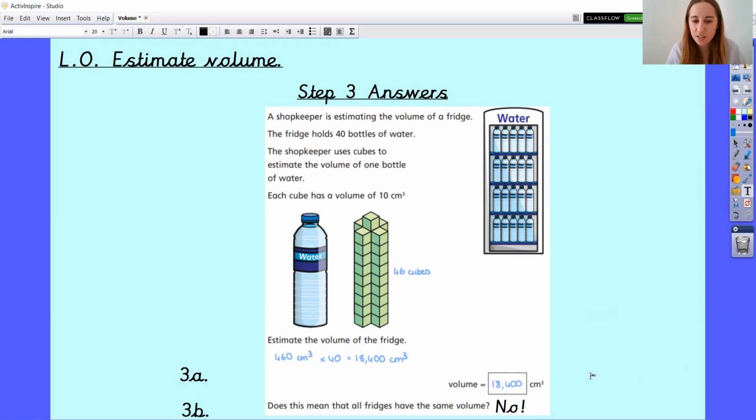Okay, and 3B says, does this mean that all fridges have the same volume? And I've just written no. You might have written a proper explanation of that, but all fridges can't have the same volume because they are all different shapes and sizes, and volume is all about how much space that shape takes up.